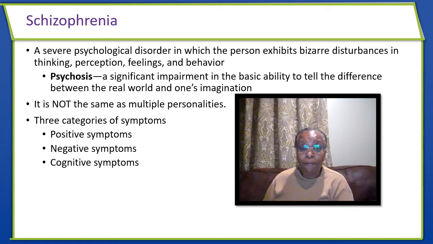The term psychosis is considered to be a significant impairment of one's grasp on reality, meaning the basic ability to tell the difference between the real world and what's within one's imagination. Now, psychosis and schizophrenia don't mean multiple personalities. We'll talk about dissociative identity disorder, which is what we now say instead of multiple personalities. However, when we talk about schizophrenia, we're looking at three categories of symptoms: positive symptoms, negative symptoms, as well as cognitive symptoms.